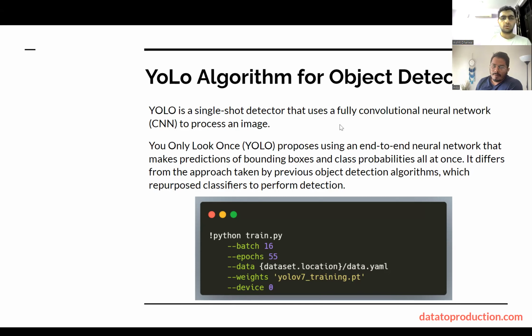The full form of YOLO is you only look once. That is kind of the definition of it. It is a single shot detector. It is an end-to-end neural network that makes predictions of bounding boxes and class probabilities all at once. So we are predicting two things: one, the bounding box, and the other, the confidence score. Sabari is asking which YOLO version. Today we'll use YOLO V7. It differs from the approach taken by previous object detection algorithms, which repurpose classifiers to perform detection. Here we are not really using a simple classifier to detect.